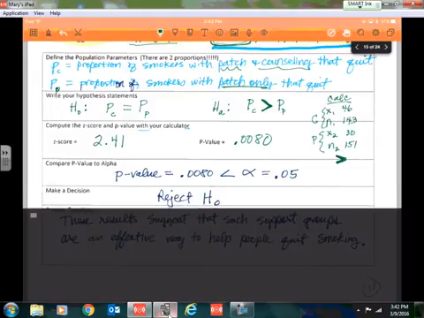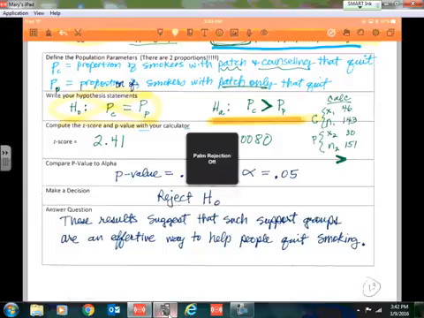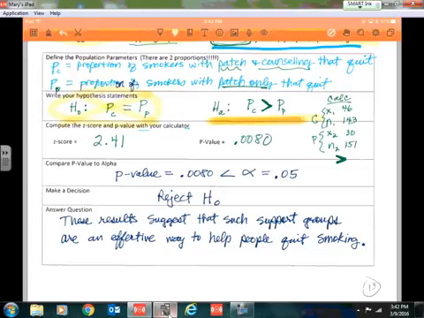So think about this. If you are rejecting the null, then you do have evidence that the proportion of people in counseling who are successful is higher. So these results suggest that such support groups, the counseling, are an effective way to help people quit smoking.